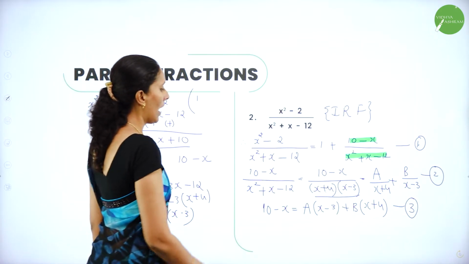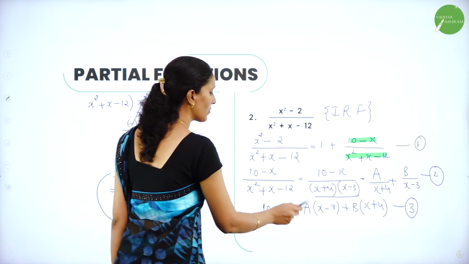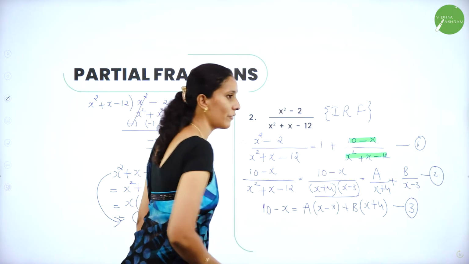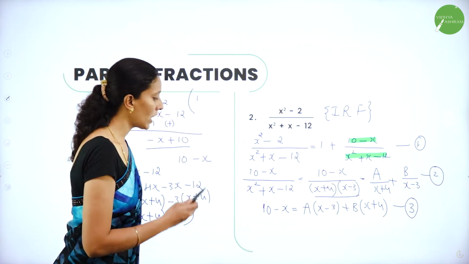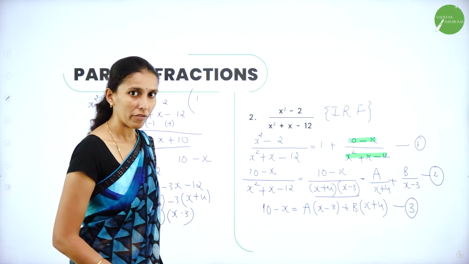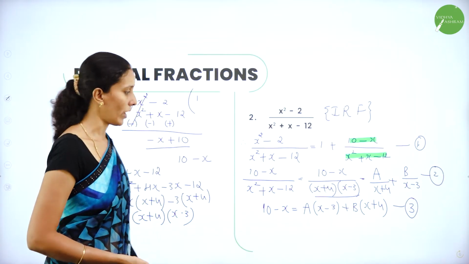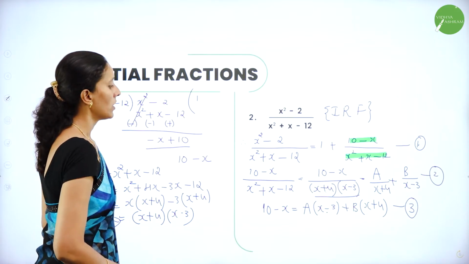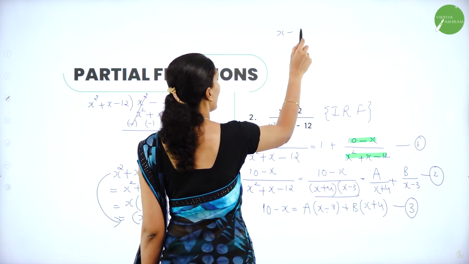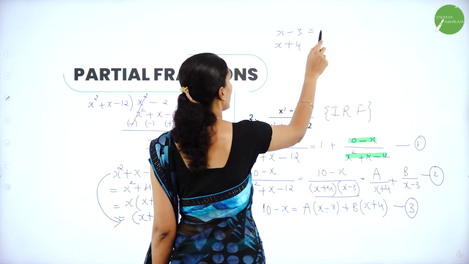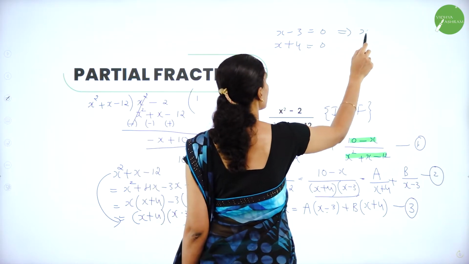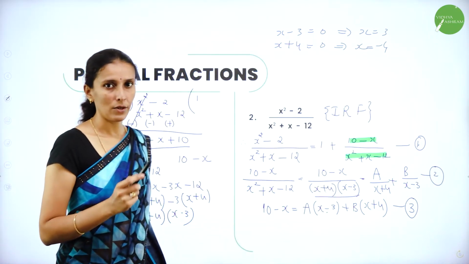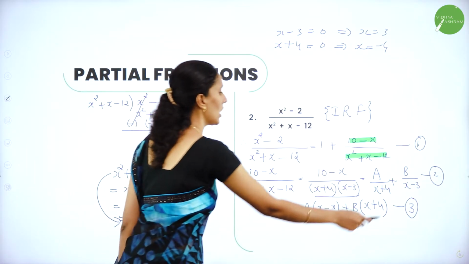Now I have to find the value of b as well as a. I said we have two methods. One is equating the linear factors to 0, or equating the constants, or the coefficient of x or coefficient of x square. I'll use the concept of linear factors equating to 0. So we have x minus 3 and x plus 4 here. When you equate them to 0, you will get x is equal to 3 and x is equal to minus 4. Just put x is equal to 3 and x is equal to minus 4 in equation 3.